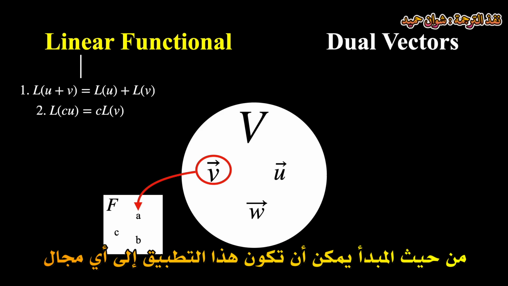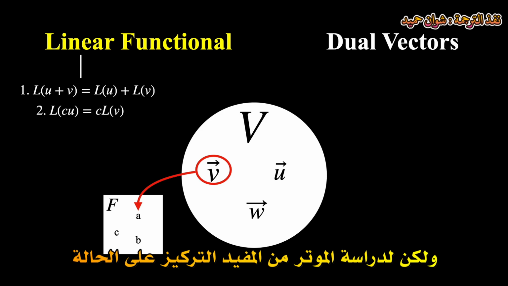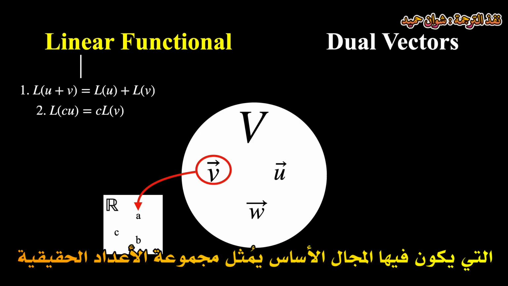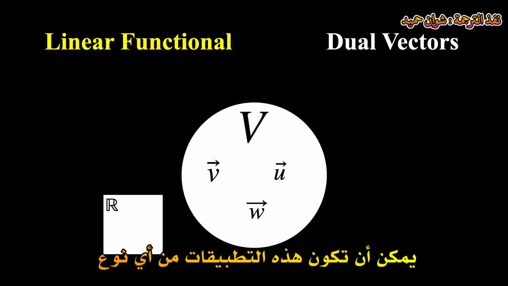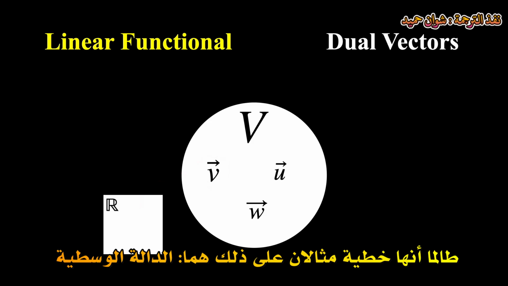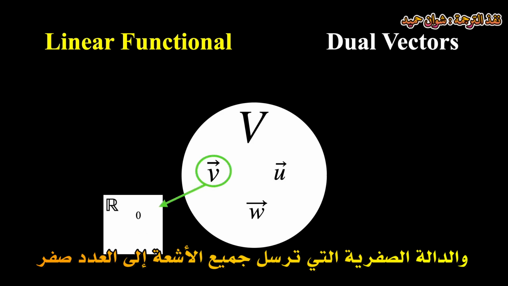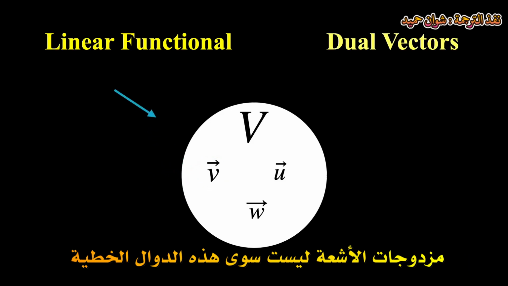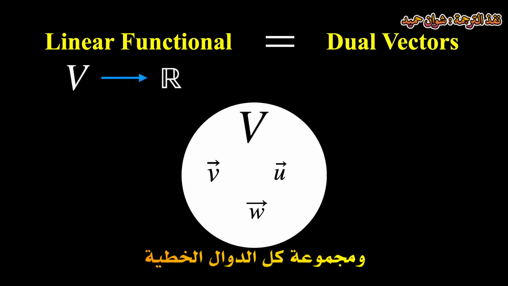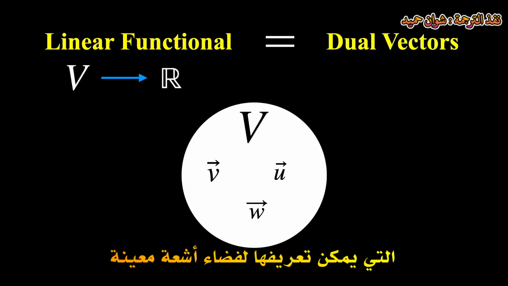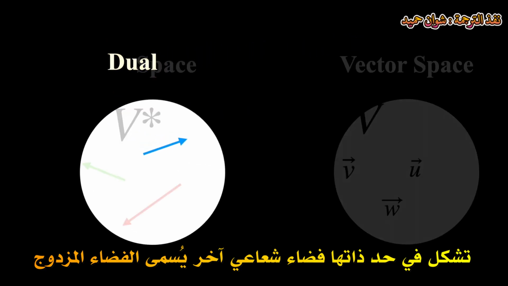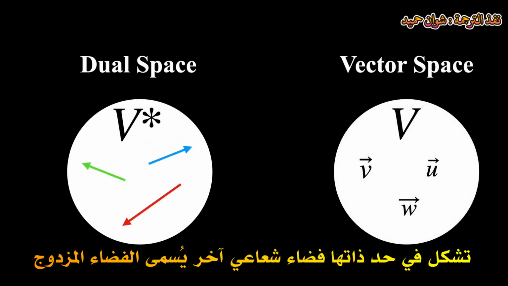In principle, this could be a map to any field, but for the purposes of studying tensors, it helps to focus on the case when the underlying field is the set of real numbers. Now, these could be maps of any kind as long as they are linear. A couple examples would be the mean map, which sends all vectors to their mean value, or the zero map, which sends all vectors to the number 0. Now, dual vectors are just these linear functionals, and the collection of all of the linear functionals that can be defined for a specific vector space actually forms itself another vector space, one that is called the dual space.